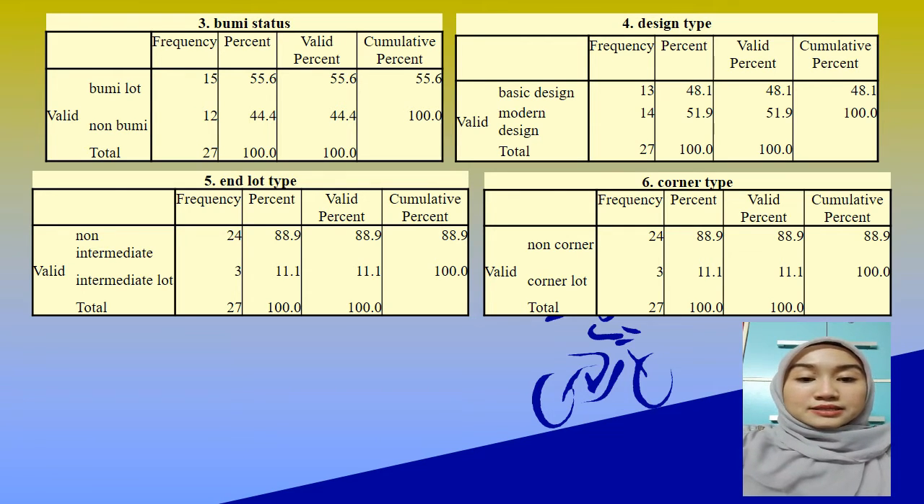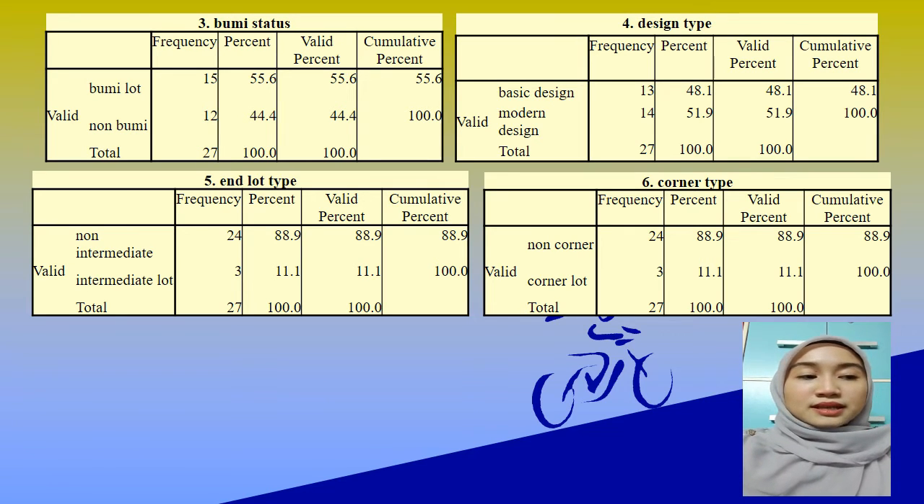Furthermore, for the frequency table for design type, there are two types of design: basic design and modern design. The frequency for basic design is 13, while the percent and valid percent and cumulative percent are the same, which is 48.1. For the modern design, the frequency recorded is 14, while the percent and valid percent is 51.9. The cumulative percent for modern design is 100, and the higher frequency is owned by the modern design.